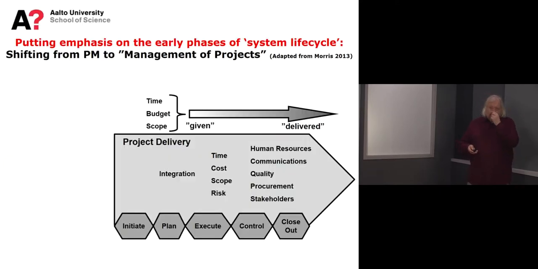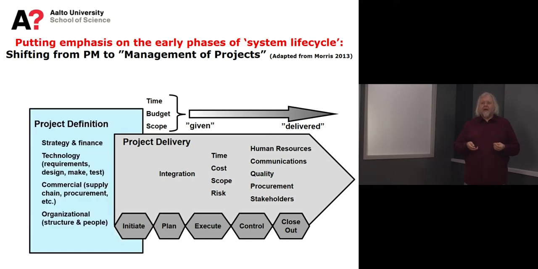Okay, if we look at the front end of a project, the very recent research by Peter Morris includes this kind of a picture where he argues that traditionally the project is seen as a delivery based on given constraints of time, budget and scope. And then he adds some activities that happen before the project, and this is what he calls front end. So there's project definition, there are strategic issues, technology, design, commercial aspects, organizational aspects, how to organize the thing even before the project starts. Or if you like, you can extend the project to include these phases as well.